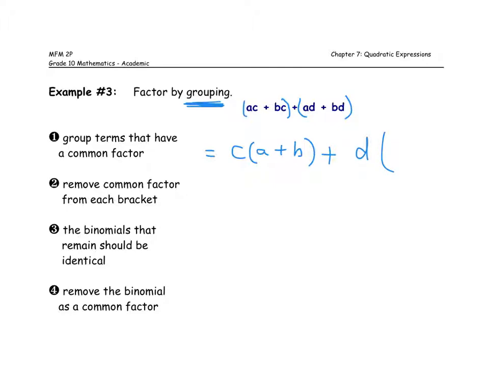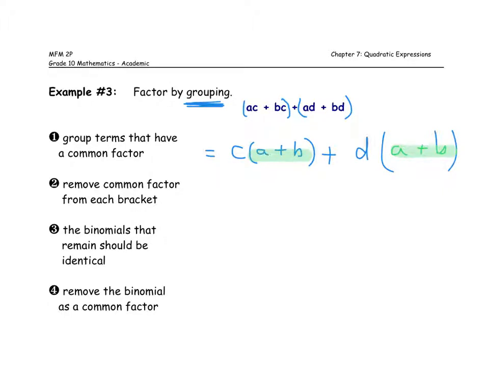Well, what is left over? I've got an A and a B. Surprise, surprise. So here I have A plus B. And I'm not sure how many of you have had an aha moment here. Maybe yes, maybe no. But you may notice that right here, there is an A plus B factor in each of the terms where I've pulled out the common factor. So notice that I've said in step 3, the binomials that remain should be identical. A good clue to see that you've done it properly is that there should be 2 identical binomials in what results.